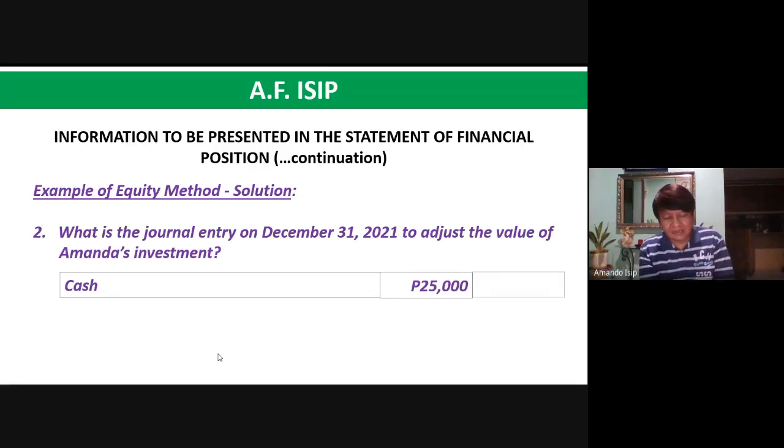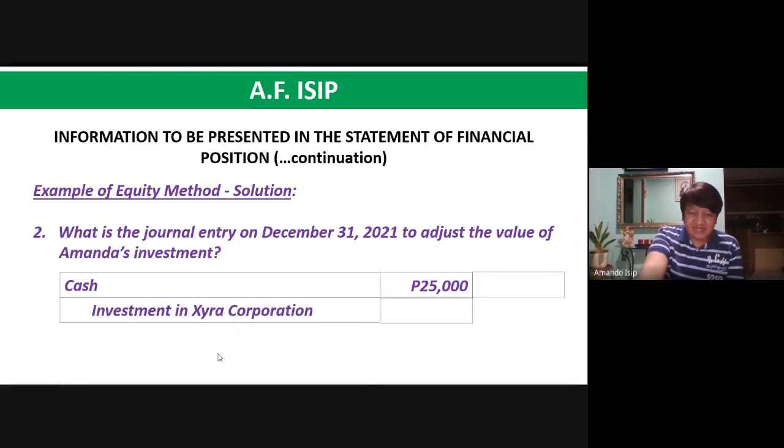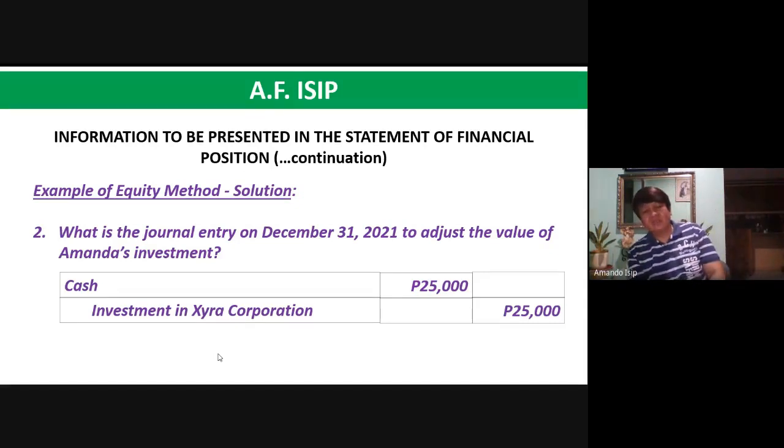The investment of Amanda in Syrah is 25%. 25% of 100,000 is 25,000. That is why we receive our share in the dividend of Syrah. That is why our debit is cash, 25,000, and credit, investment in Syrah Corporation, 25,000. Look at the credit side. We reduce the investment in Syrah Corporation.